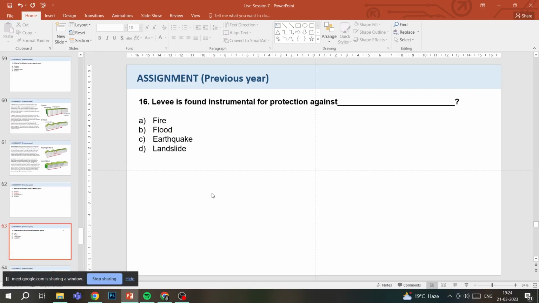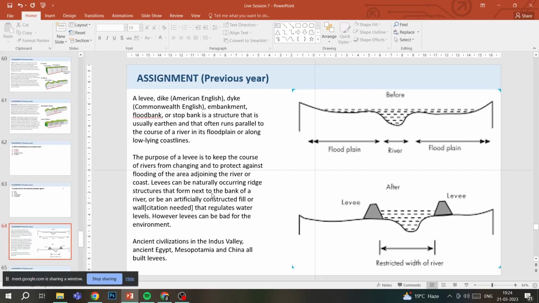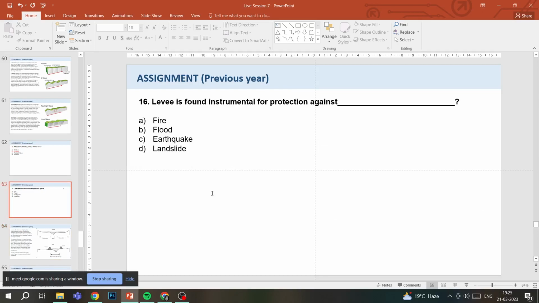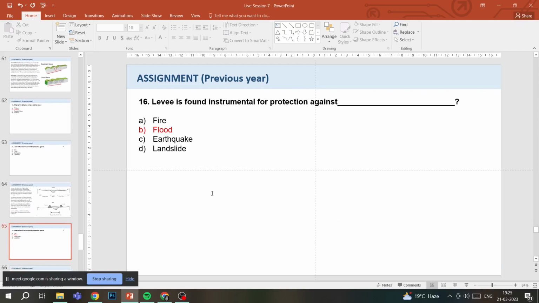Then a levee is found instrumental for protection against fire, flood, earthquake or landslide. We discussed in the previous question what a levee is, and I would just quickly mention it. It's a man-made structure that runs parallel to the course of a river, and it prevents the flooding of the plains. The purpose is to keep the course of rivers from changing and to protect against flooding of the area adjoining the river or course. Levees can be naturally occurring structures, and they can be man-made also, and this is how the levee functions and how it looks. So our answer is flood.